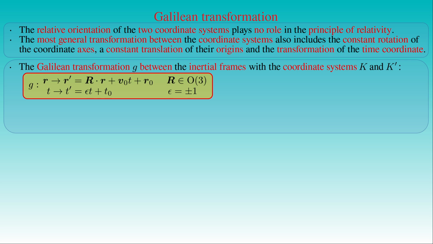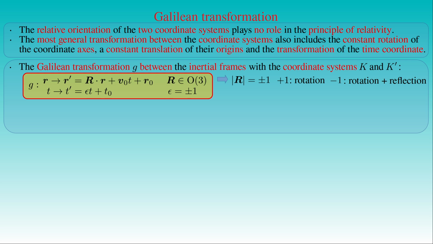When studying the spatial rotations of rigid bodies about a fixed point, we showed that the rotation matrix R is an element of the orthogonal group of 3 times 3 matrices and therefore its determinant equals plus or minus 1. If its determinant is equal to plus 1, the transformation represents a proper rotation of the coordinate axes. If the determinant is equal to minus 1, it represents an improper rotation, that is the composition of a proper rotation and a spatial reflection.